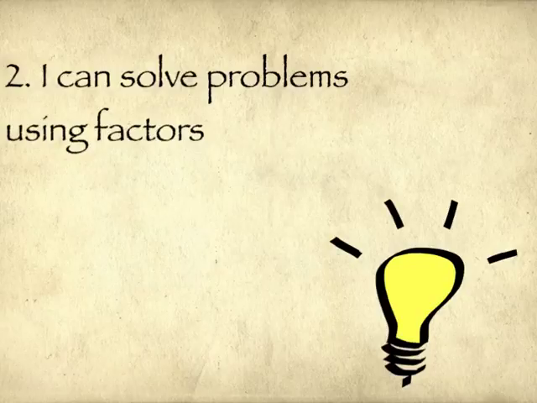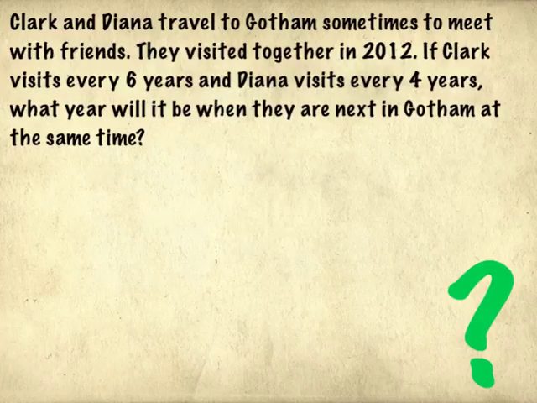Now let's go over how to solve problems using factors. So Clark and Diana travel to Gotham sometimes to meet with friends. They visited together in 2012. If Clark visits every 6 years and Diana visits every 4 years, what year will it be when they are next in Gotham at the same time? So this is using factors and multiples.